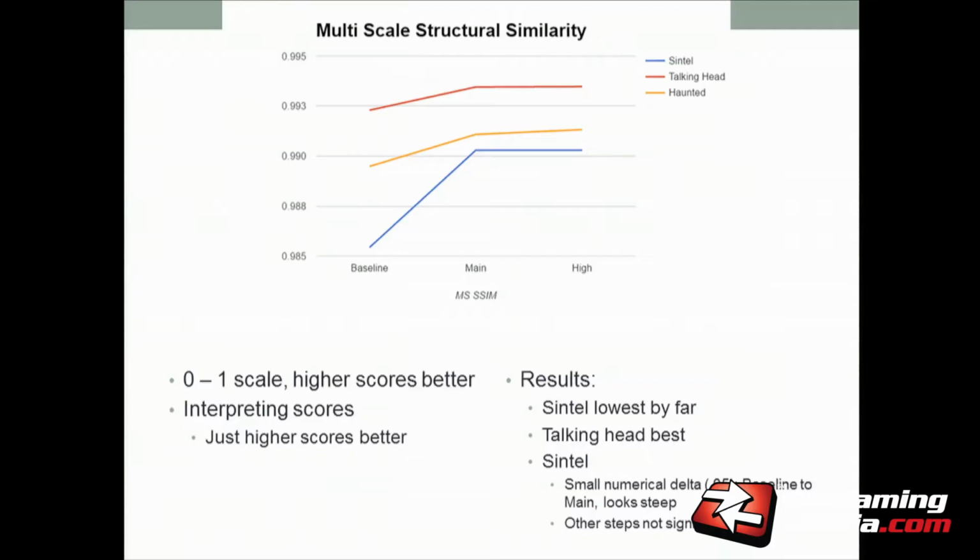This is multi-scale structural similarity. So this is MSSIM. And again, here the higher scores are better. Theoretical maximum of 1. And there's no interpreting the scores. You just know, if it's higher, it's better. There's no correlation between what the score is and what a user might perceive. And again, we see Syntel is by far the lowest.